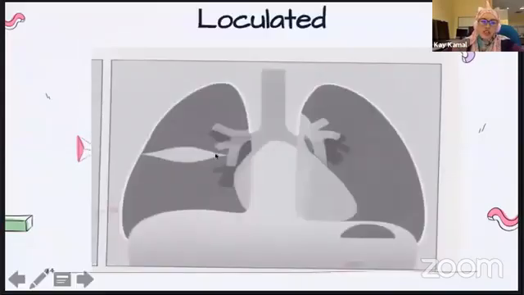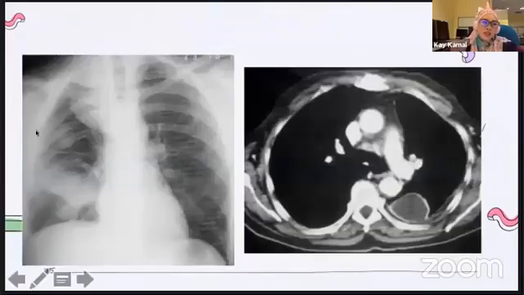And you have the loculated type. The loculated type means that it is encysted. So the fluid is collected between the two layers of the pleural lining in a horizontal feature. It can be round or oval, and sometimes we think that it might be a tumor. So like this one, it looks like a tumor, but when we do a CT scan, it actually is not. It's just loculated pleural fluid.